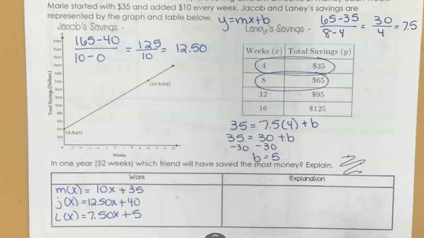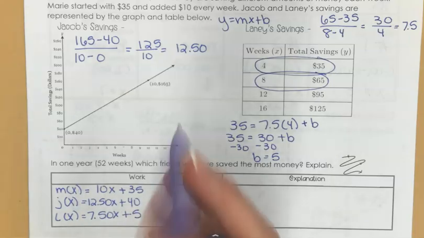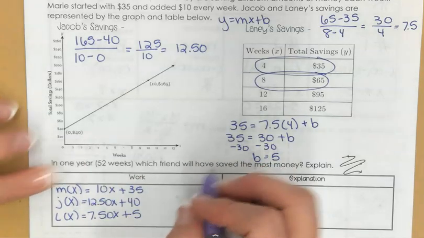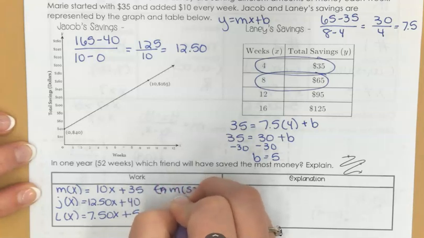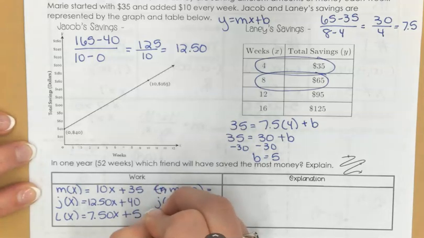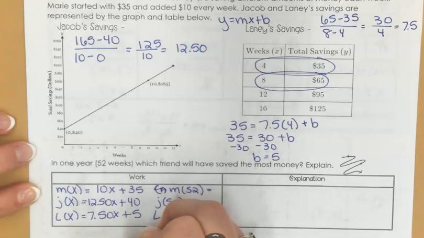So in 1 year, which friend would have saved the most money? Now, if you're looking at all of these intercepts and slopes, Jacob starts with the most and is contributing the most every week. So that would be a good guess. But for the sake of it, remember there are 52 weeks in a year. Let's find M of 52, J of 52, and L of 52.